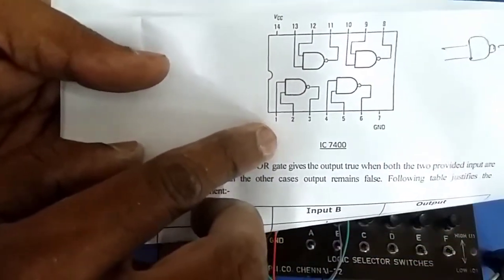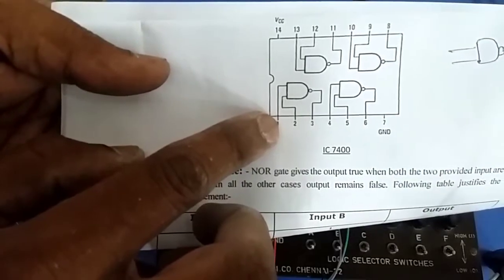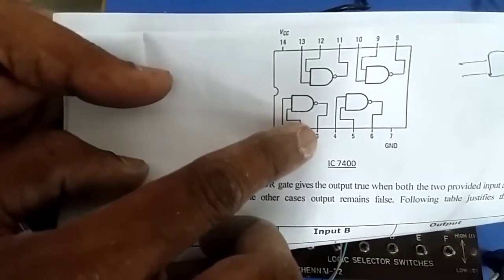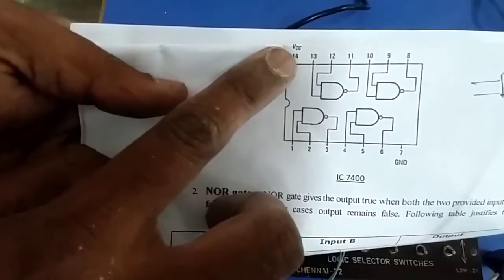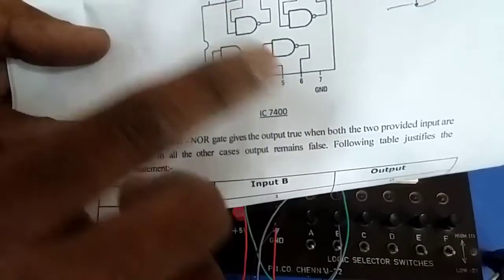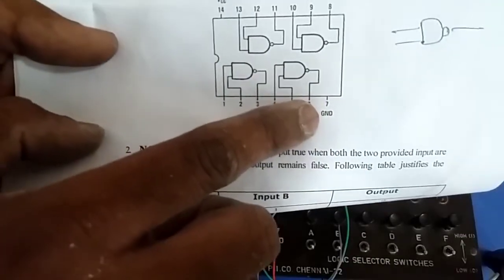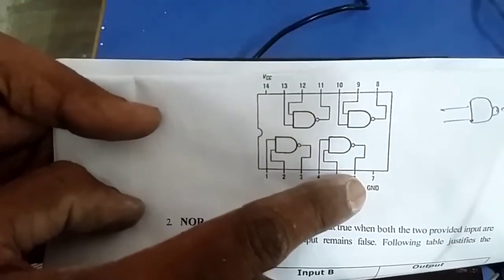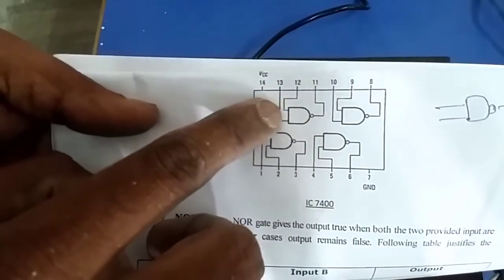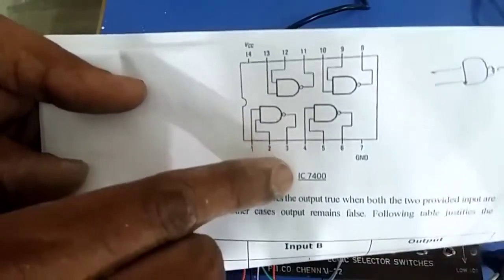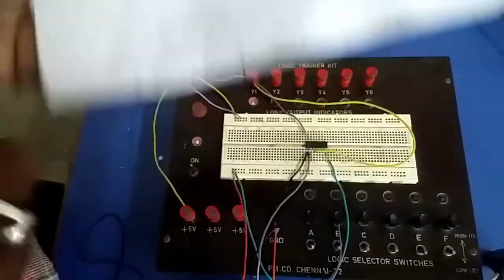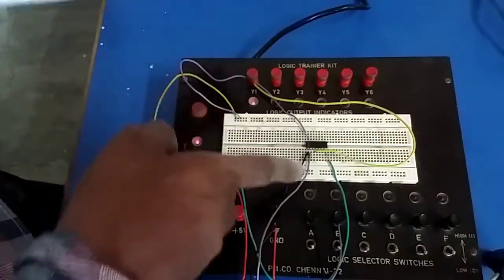This is the truth table. For example, with the A value and B value, the output will be displayed for the NAND gate. Here you use plus, and this is the ground. The IC pins are numbered 1, 2, 3, 4, and you can change the IC. The IC number is 7400, and with this IC the output will be displayed.